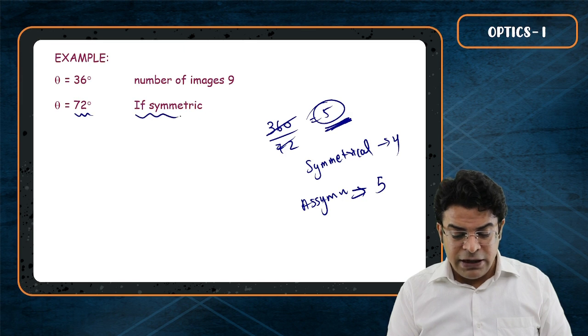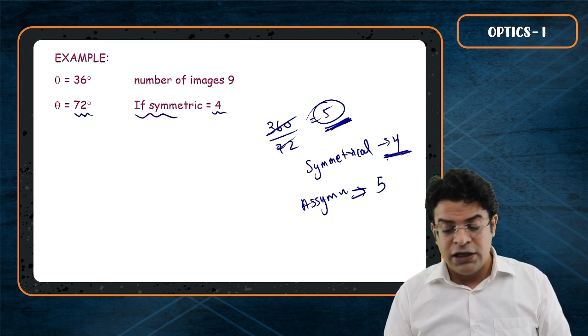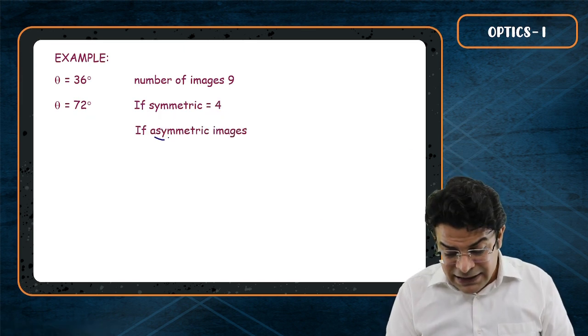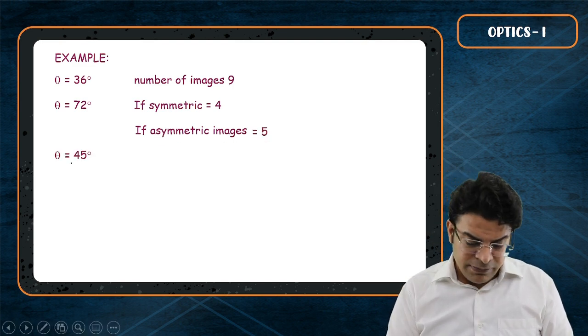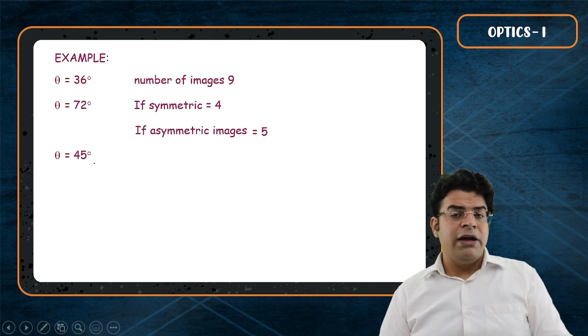So if placed symmetrically, the number of images will be m minus 1, which is 4. If placed asymmetrically, then the number of images will be 5. Let's think of the next example. If theta is 45 degrees, then how many images will be formed?